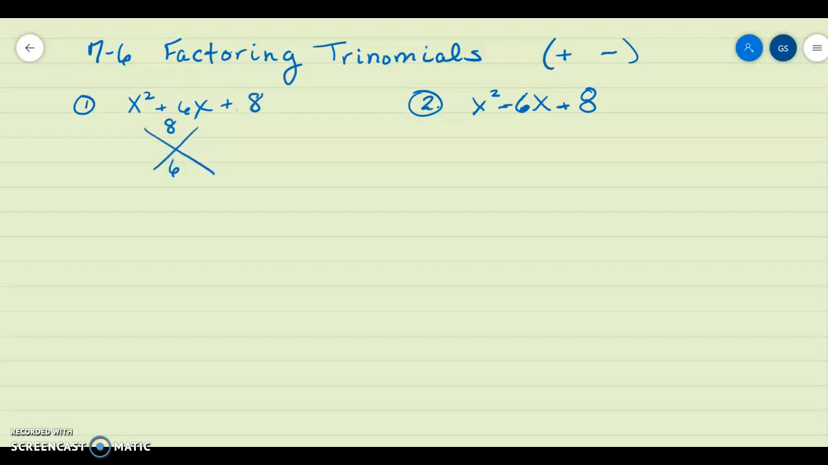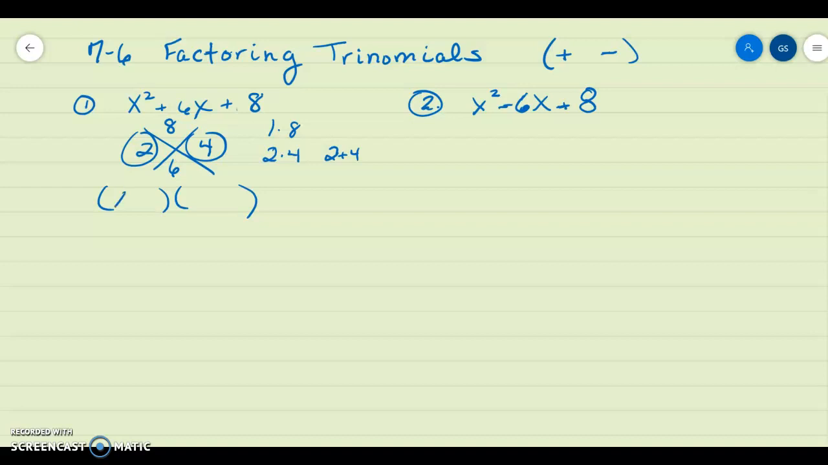Okay, factors of 8. 1 times 8, 2 times 4, and 2 plus 4 is 6. So 2 and a 4. That means these guys come down into parentheses. The parentheses I usually call double bubble once we get going into this, only because parentheses is a pain in the neck to say and double bubble is fun.